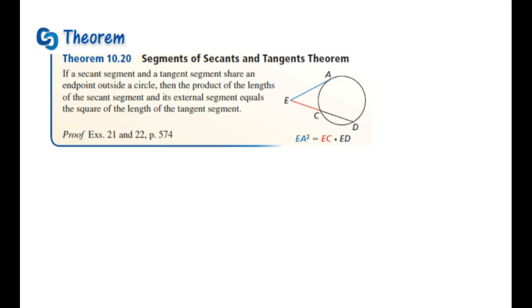So here's our next theorem. Okay, so here I have a secant and a tangent segment. If a secant segment and a tangent segment share this endpoint, then the product of the lengths of the secant segment and its external segment, so kind of what we did in the last one, so the outside times the whole thing, equals this tangent segment squared.